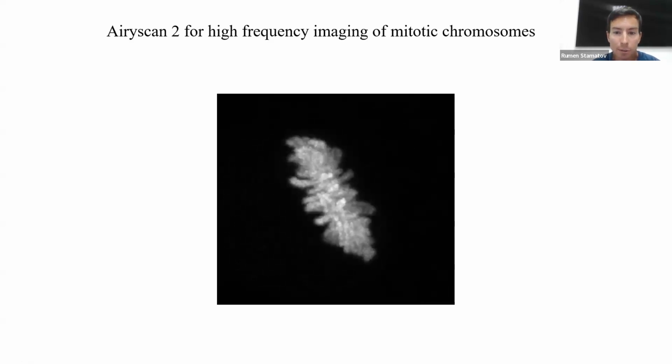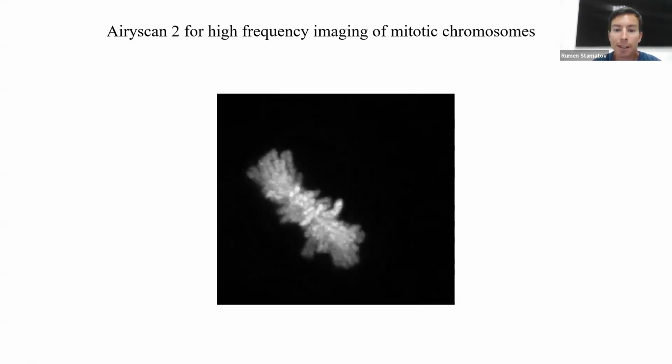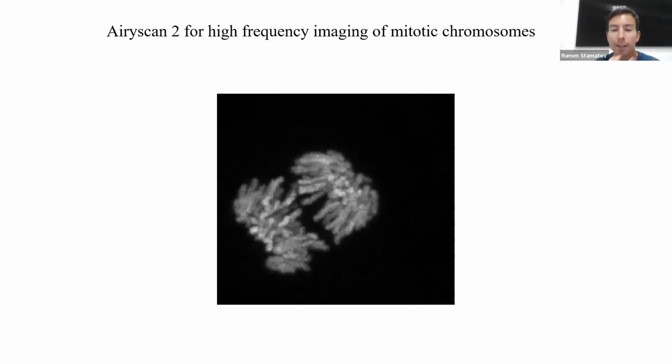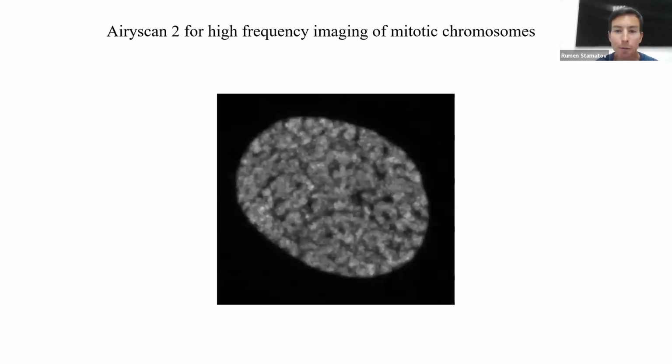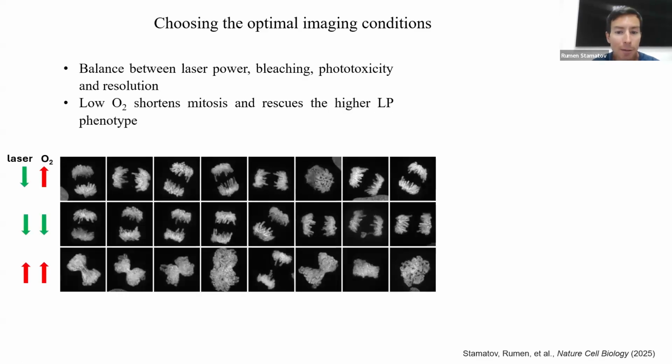And of course, we can immediately see the next problem, right? So if we take images so fast and so often, then this is damaging to the cell. So we have to take care of the bleaching and the phototoxicity. And we found that we can somewhat alleviate these problems by lowering the oxygen. And this is a well-known effect because in cancer cells, especially, they grow in low oxygen conditions, the so-called hypoxia. So lowering the oxygen has a beneficial effect both on cell growth and also it lowers the effect of bleaching.